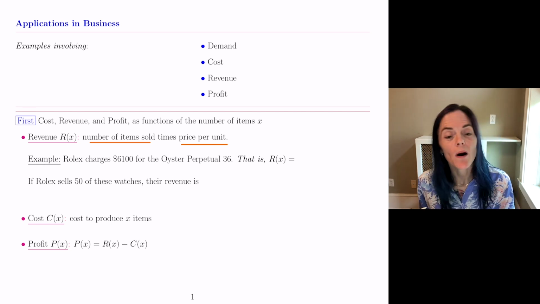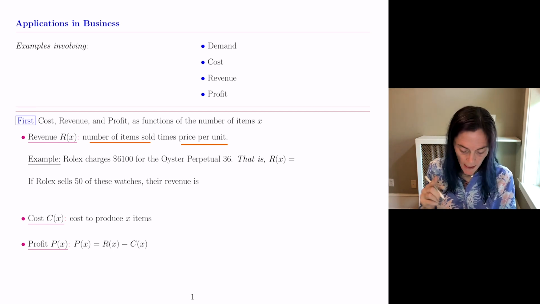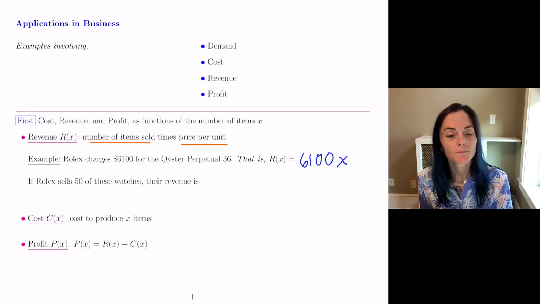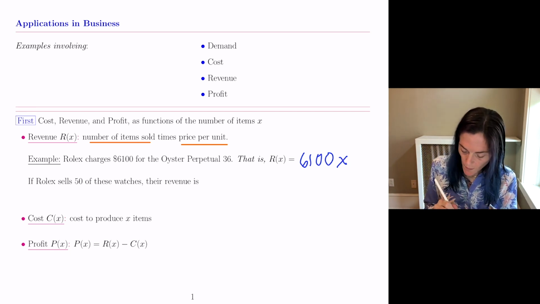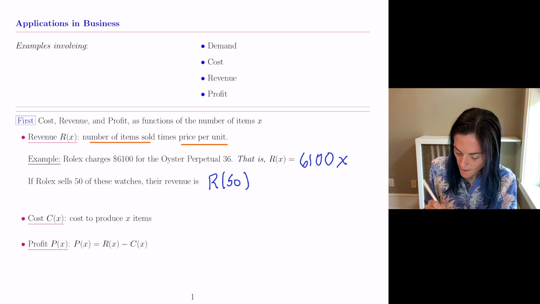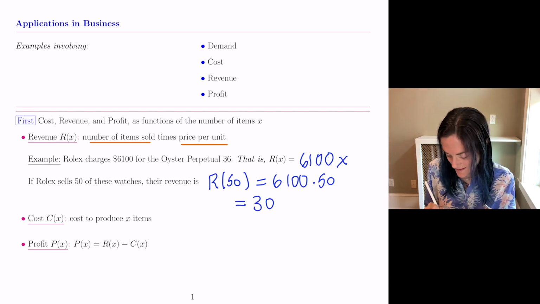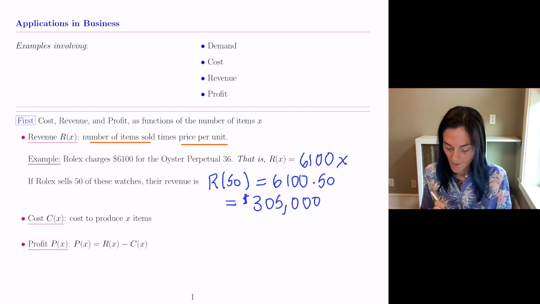This is a very simple model, but Rolex charges $6,100 for the Oyster Perpetual 36. So the revenue on x items would be the price, 6,100, times the number of items sold. Therefore, if Rolex sells 50 watches, their revenue is R of 50, which is 6,100 times 50. This is a pretty big number, $305,000.